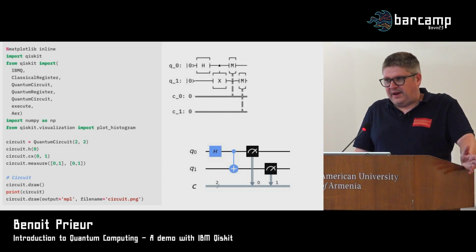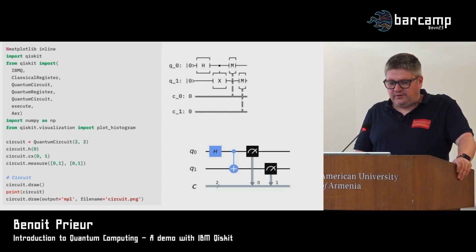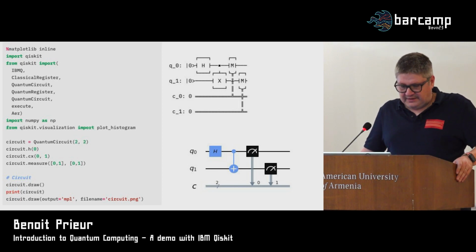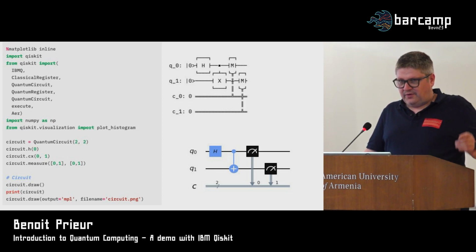So it's Python-like, actually. We design a quantum circuit with 2 entries and 2 outputs. On the first line, we add the Hadamard gate. We have the CNOT gate between the first line and the second line. Here, there is a drawing of the circuit.